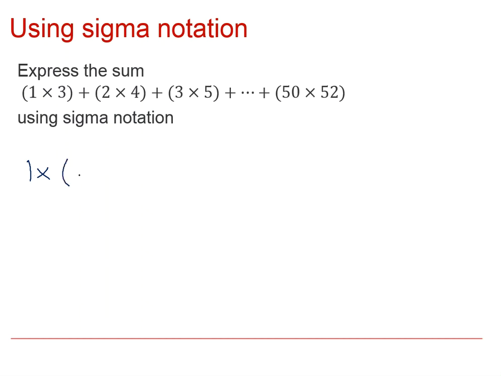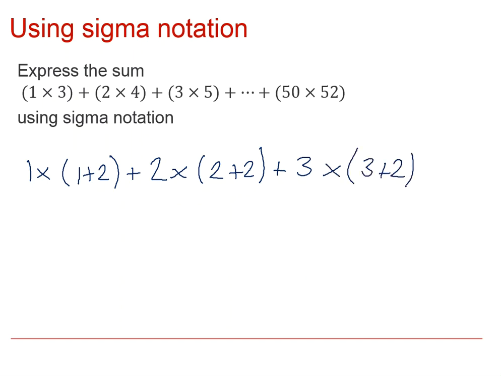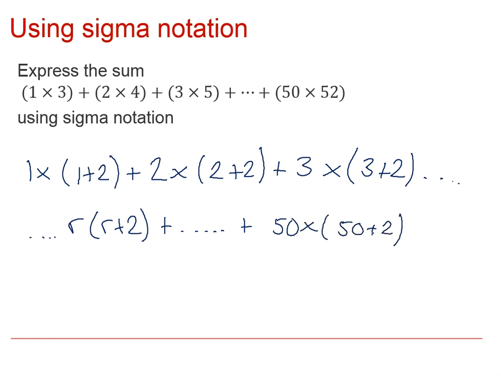So we've got 1 times 1 plus 2. And the next one, we've got 2, because this is where r is 2, times 2, and again plus 2. The next one would be 3 times 3 plus 2. And if we go along here, we can get to our general term, which is r times r plus 2. And in this particular case, we can go to the end, which is 50 times 50 plus 2.